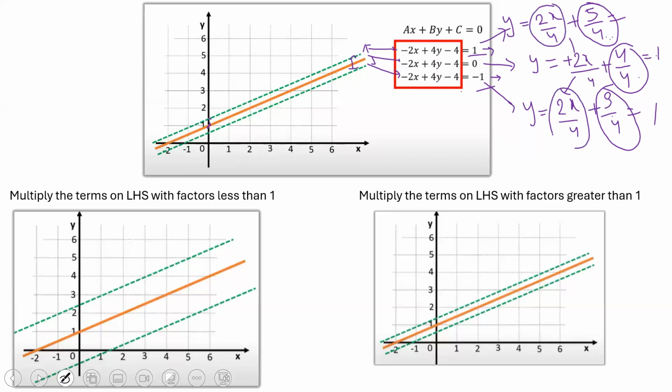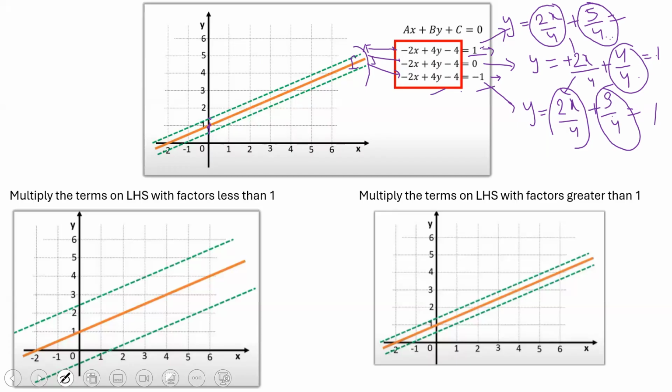Here x is equal to 0. 3 by 4 is 0.75, so it touches the line at 0.75. As the slopes are the same, both the lines will be parallel to each other. So that is how we got two lines where the LHS of all the three lines is the same, but the right hand side is 1, 0 and -1.